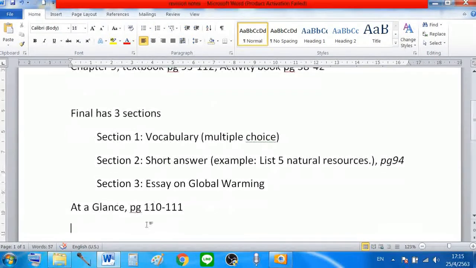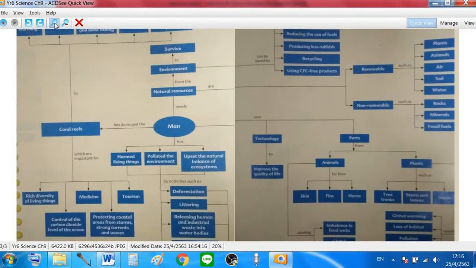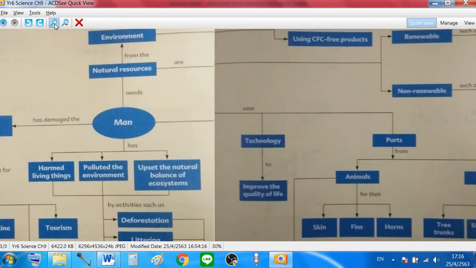Okay, so if you would please open your books to page 110 and 111, and we will review from the At a Glance in the student book. Okay, here is the At a Glance. Hopefully you can read this picture. This is just taken from my camera. And this chapter is titled Man and the Environment.